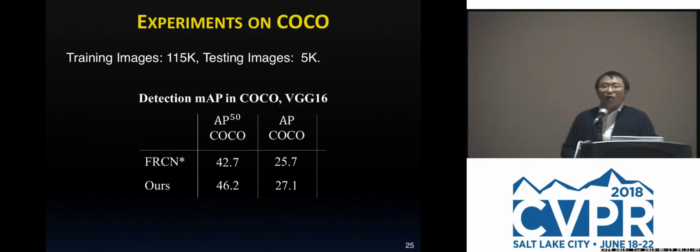We later also tried our experiment on a much larger dataset, the COCO object detection dataset. On this large dataset, we can still find reasonable improvement. In AP50, we have around 3% improvement, and in the average AP, we have around 1.5% improvement with the VGG16 network.